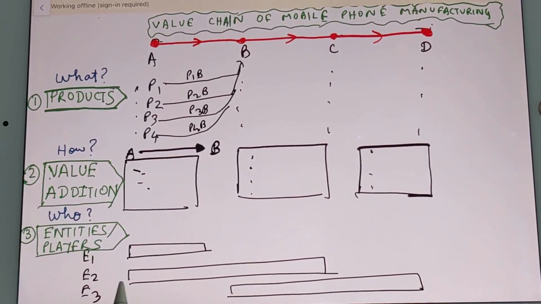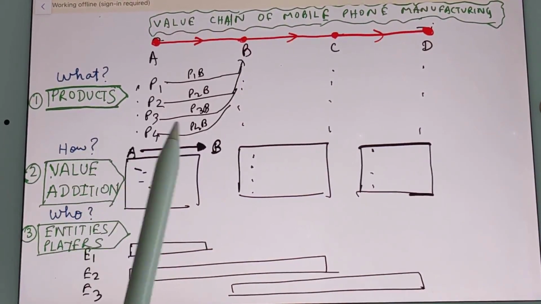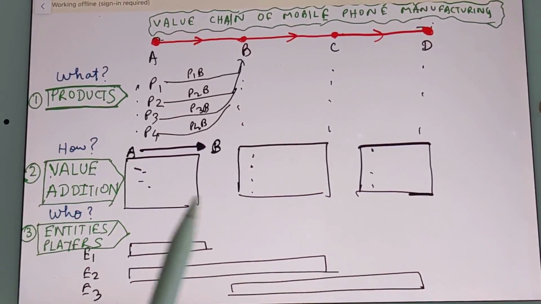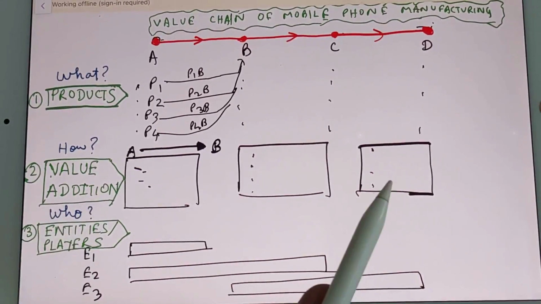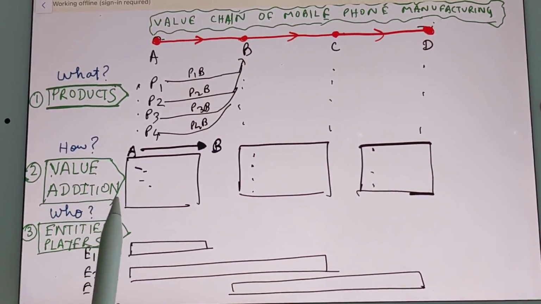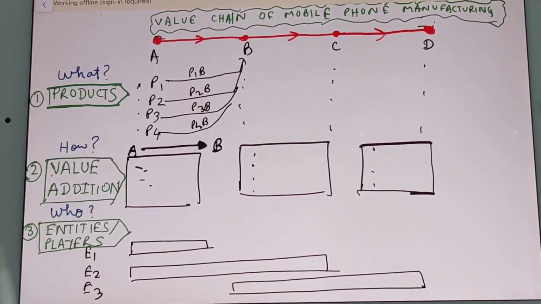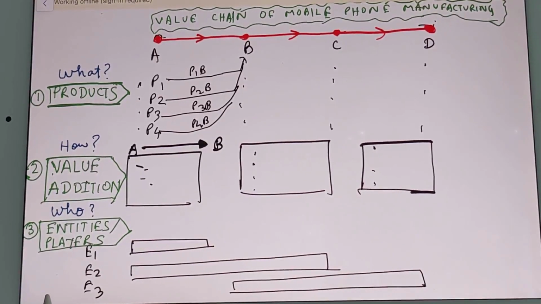The second is how. How is that done? What is the value addition done in that process from A to B? And this would vary from component to component. Like glass would have a different value addition. Then if you're making an electronic chip, there would be a different value addition. But you explain the how part in the second step.